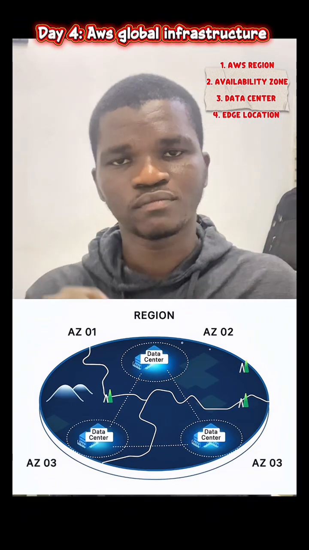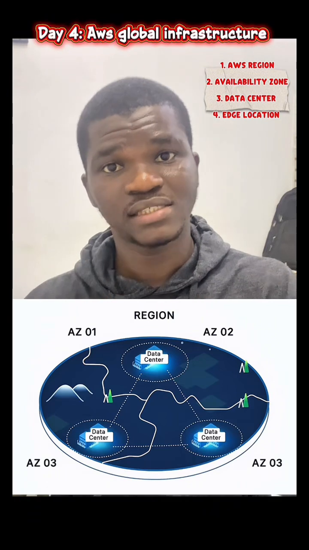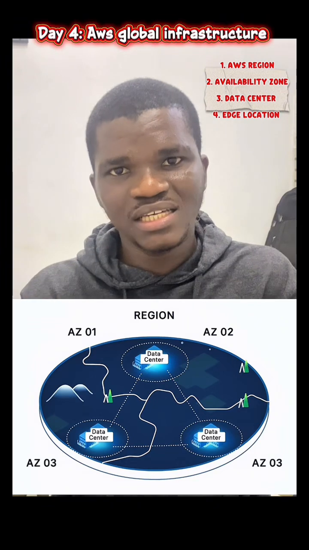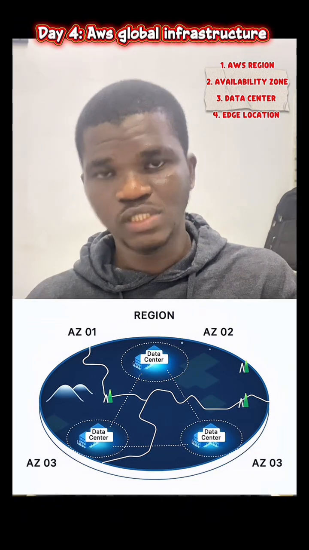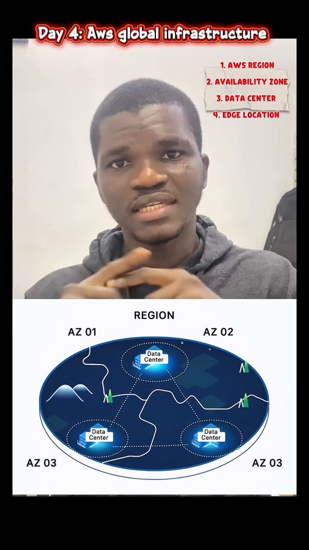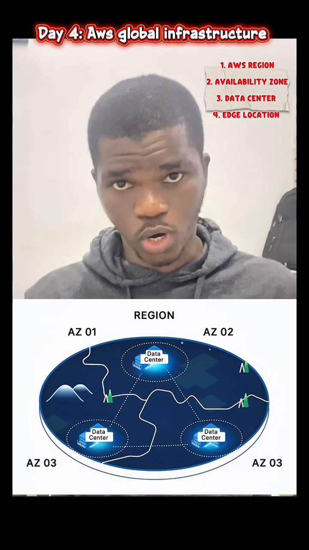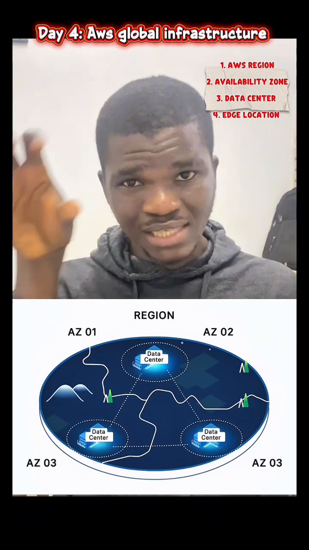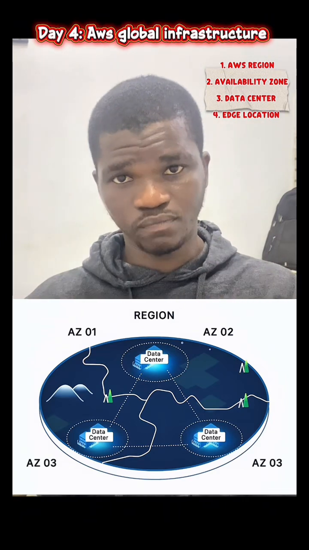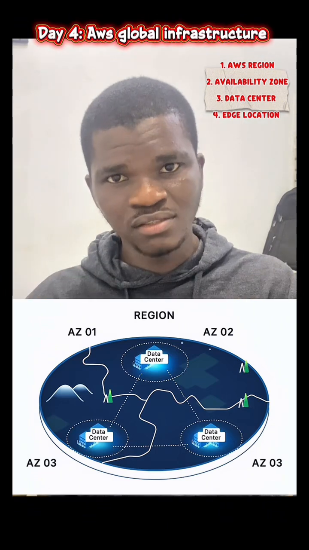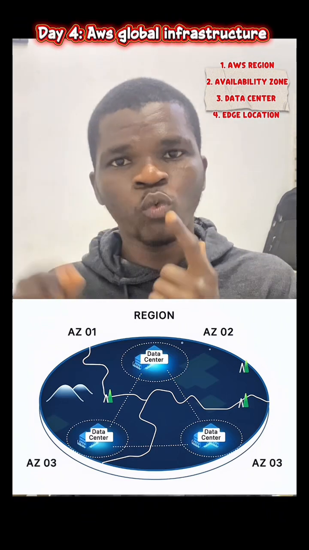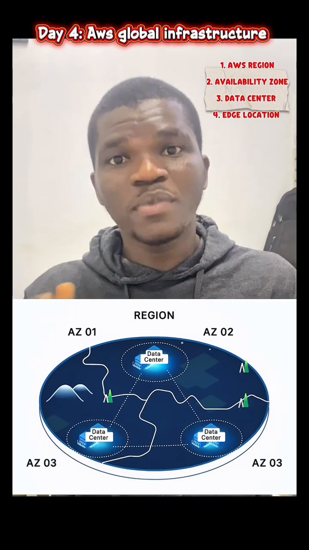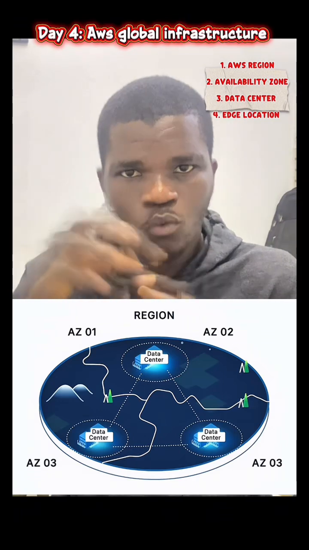Now, the third one is what we call the data center. The data center is what is actually inside the availability zone. So let me give you the big picture. The AWS region is the big one. The availability zones are those isolated things inside the AWS region. Inside that AWS availability zone, we now have what we call data center. So data center can be 1, can be 2, can be 3, can be more inside one availability zone.